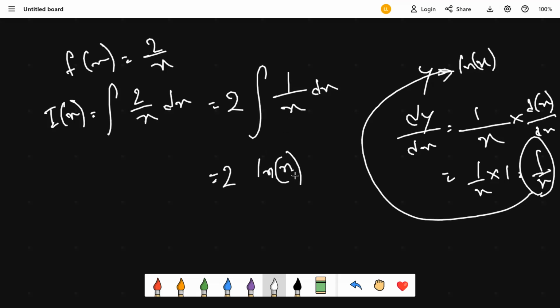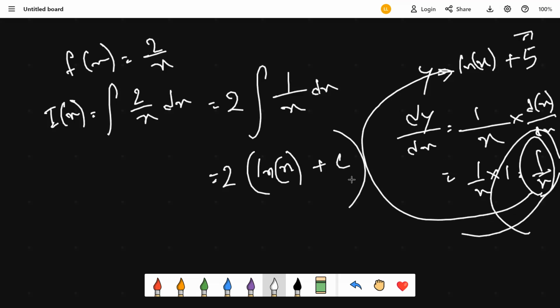That means this should also give us 2 ln x. But remember, there should be a plus c as well added to the end of the equation, because this is the same result which we would have gotten if there was a 5 added to the initial equation, because differentiating that 5 gives us a value of 0, which also gives us the same result. So that's generalizing to a constant c. Now if you break the bracket, what do we have? We have 2 ln of x plus 2c. Now this 2c itself is another constant, so we can just simply write this as a whole constant.